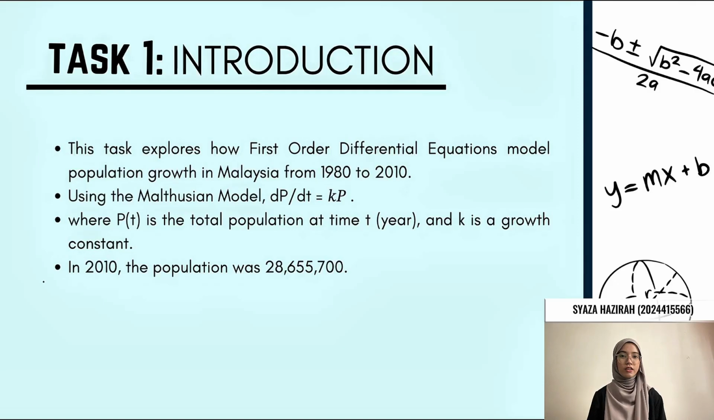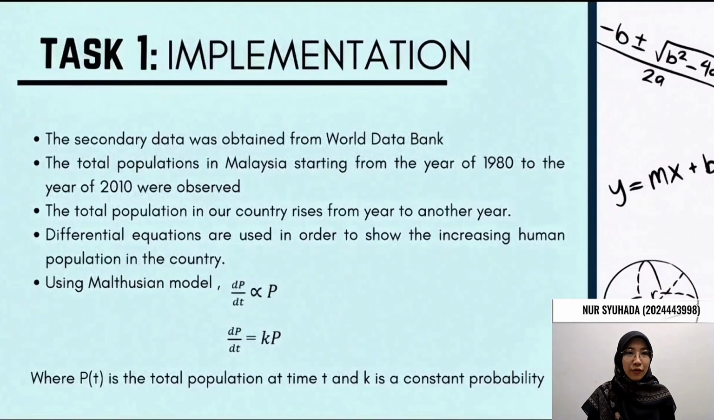According to the data from the World Bank, Malaysia's population in 2010 reached about 28.7 million. This model will help us to predict and analyze the population growth trends over time. For implementation, we obtain secondary data from the World Data Bank and observe the total population in Malaysia from the year 1980 to the year 2010.